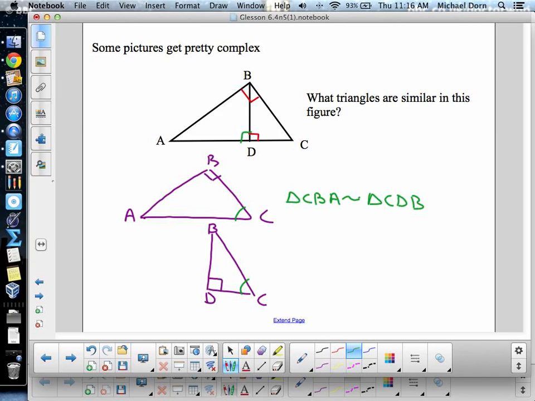We could do the same thing with my third triangle, BDA, because this has a right angle and angle A. So I said for this first one, CBA, so A corresponds to A, B is the right angle, this is ABD. So that would be BDA.